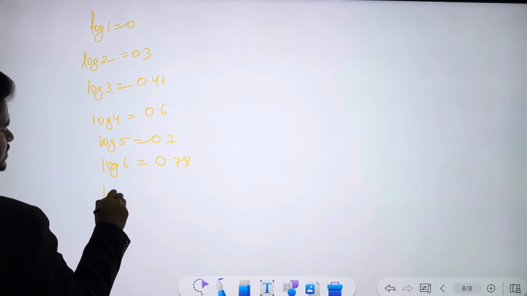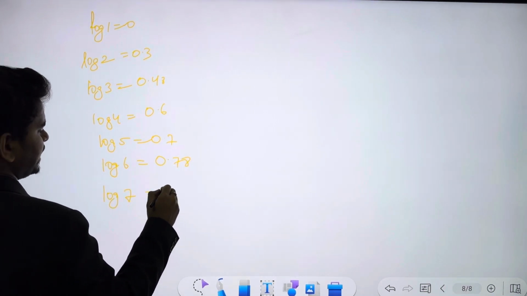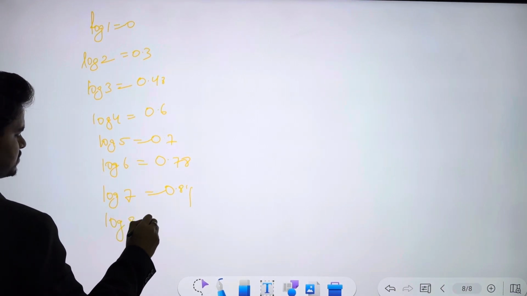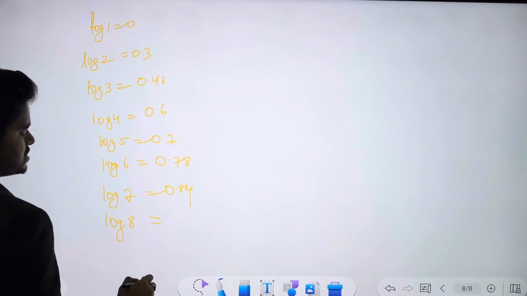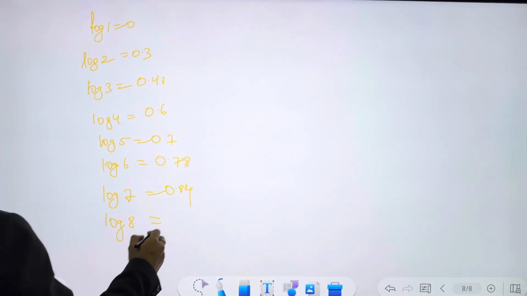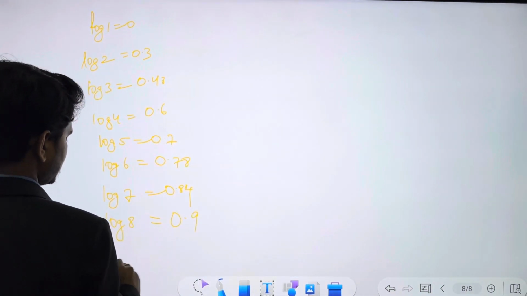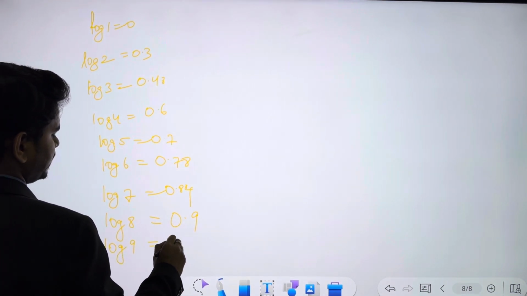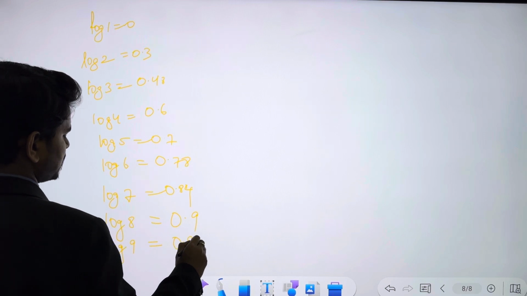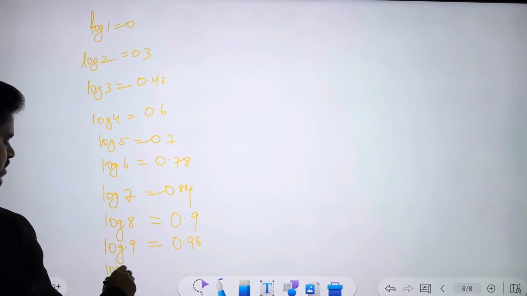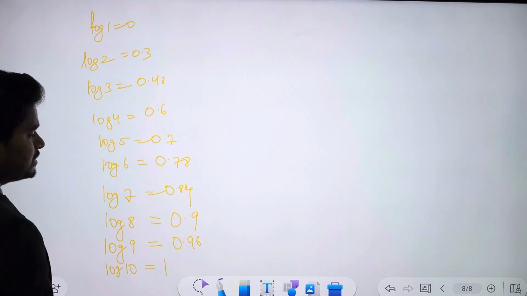Log 7 was 0.84. Log 8 was 3 into 0.3, that is 0.9, and log 9 was 0.96, or you can say 0.95, and log 10 is 1. That is something we know, guys. Now these are the values of log.